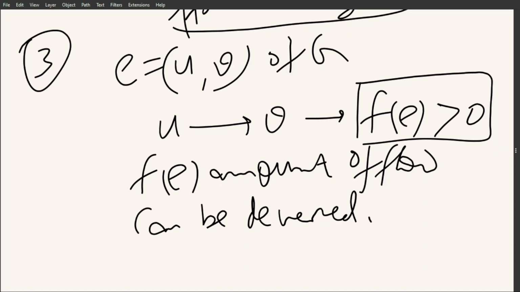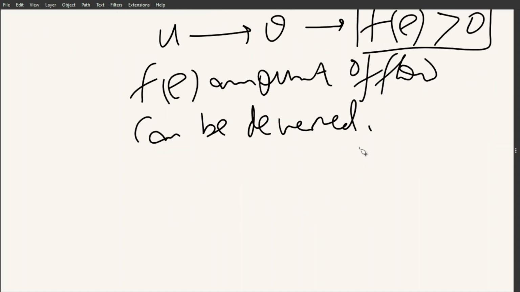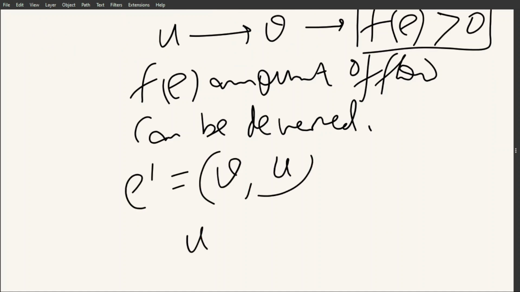So we make a backward edge. Call it E prime is equal to V to U, just the opposite direction. So this is the backward edge with weight FE.